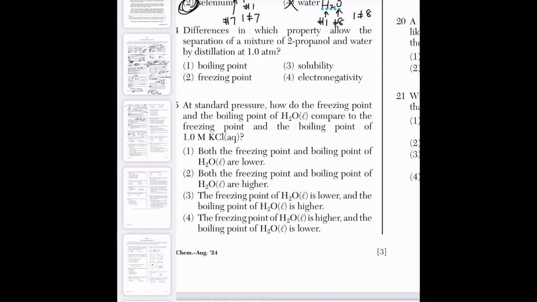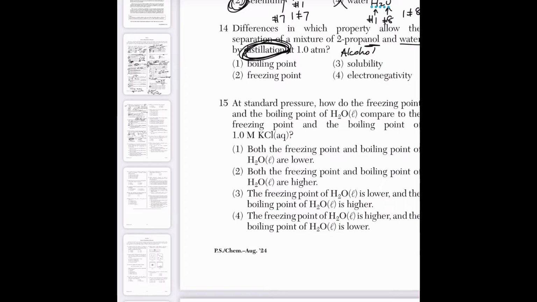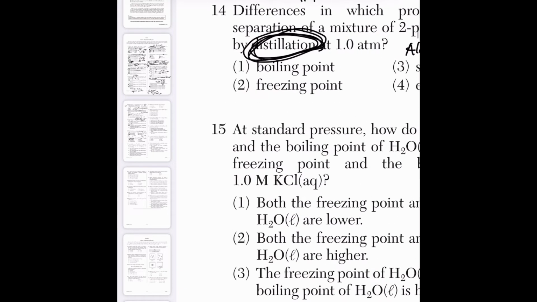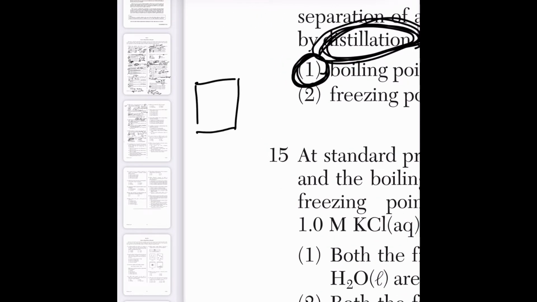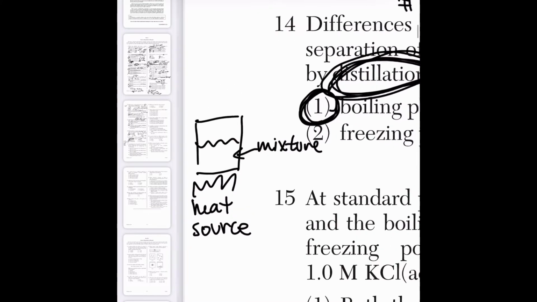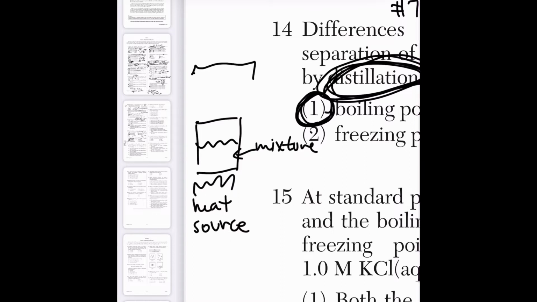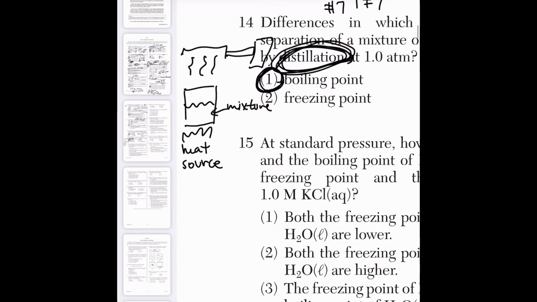Differences in which property allow the separation of a mixture of 2-propanol and water by distillation? Distillation is the process where you separate two things by their boiling points, by a difference in boiling point. Then you put a heat source, it could be a fire or a hot plate. And then the top is collecting whatever boils first. And there's a little tube connected to a container to collect the liquid that drips in.